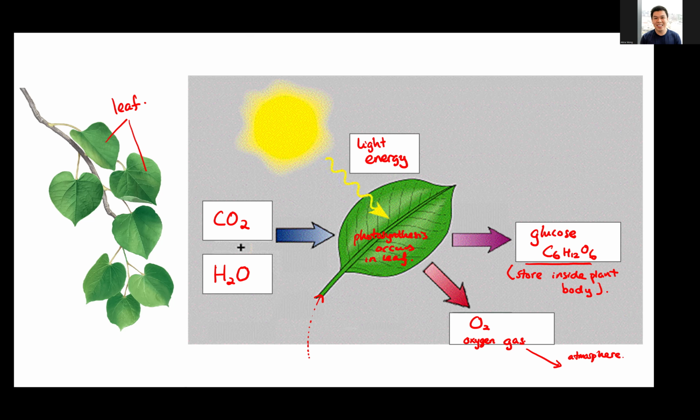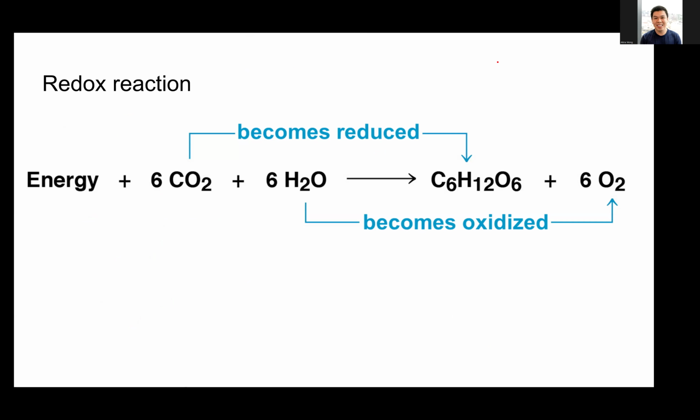So if we summarize the whole process of photosynthesis, we have a chemical reaction here, and the chemical equation is CO2 plus H2O with the input of light energy makes glucose, C6H12O6, and oxygen gas. You need to be familiar with this equation, and you do not need to know how to balance the chemical equation. You do need to know the relationship between these chemical compounds inside the chemical equation.